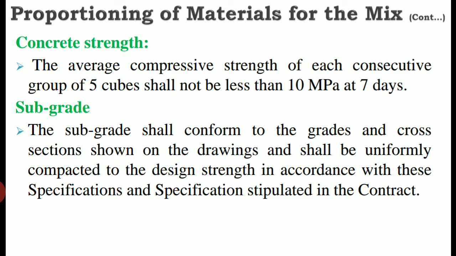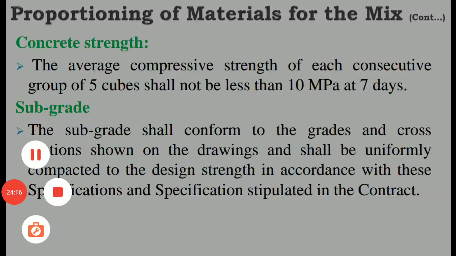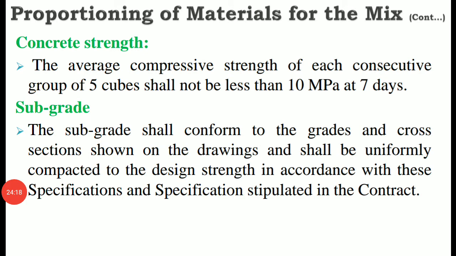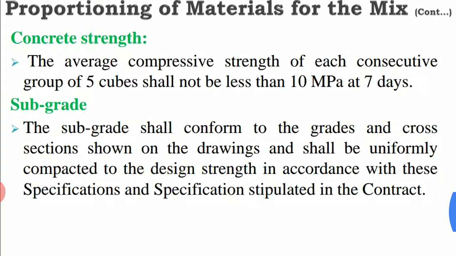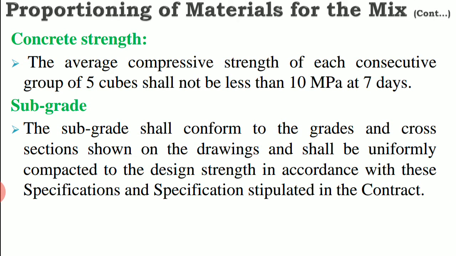Okay, and here the subgrade shall conform to the grades and cross sections which are shown on the drawings, and shall be uniformly compacted to the design strength in accordance with these specifications and specifications stipulated in the contract. So these subgrade specifications have been already decided by the top management. So as per that, the contractor has to work on this, and they should construct the work as per their requirement.